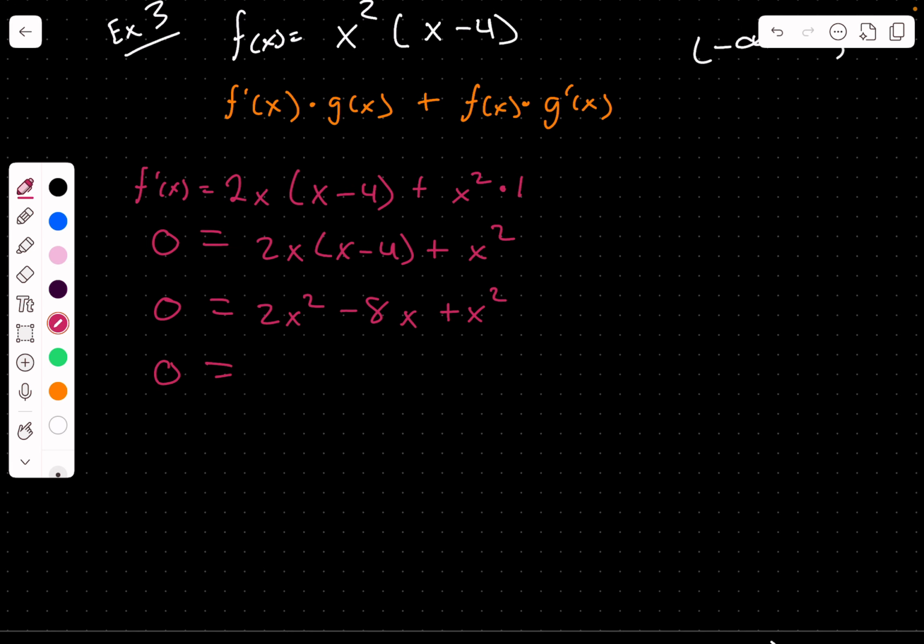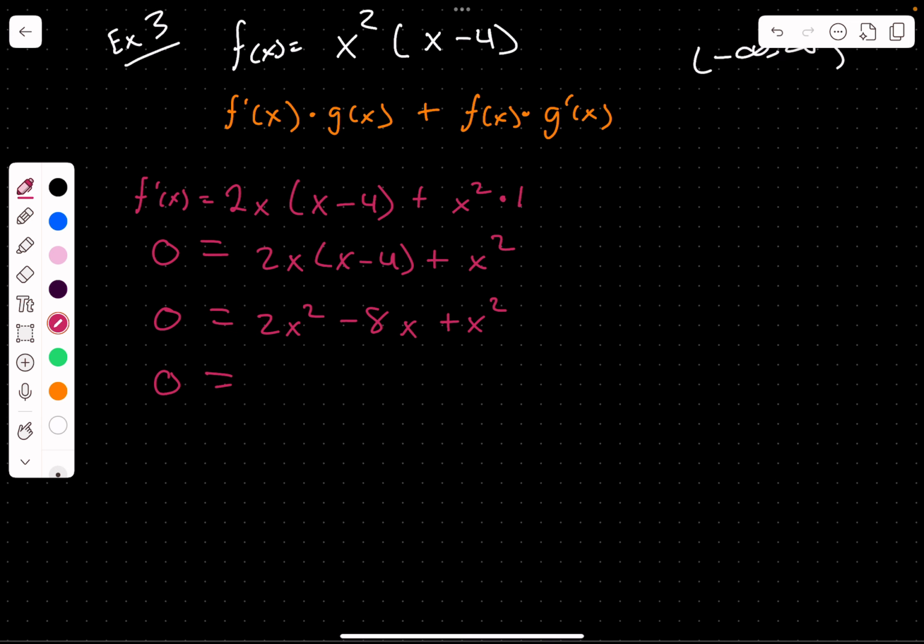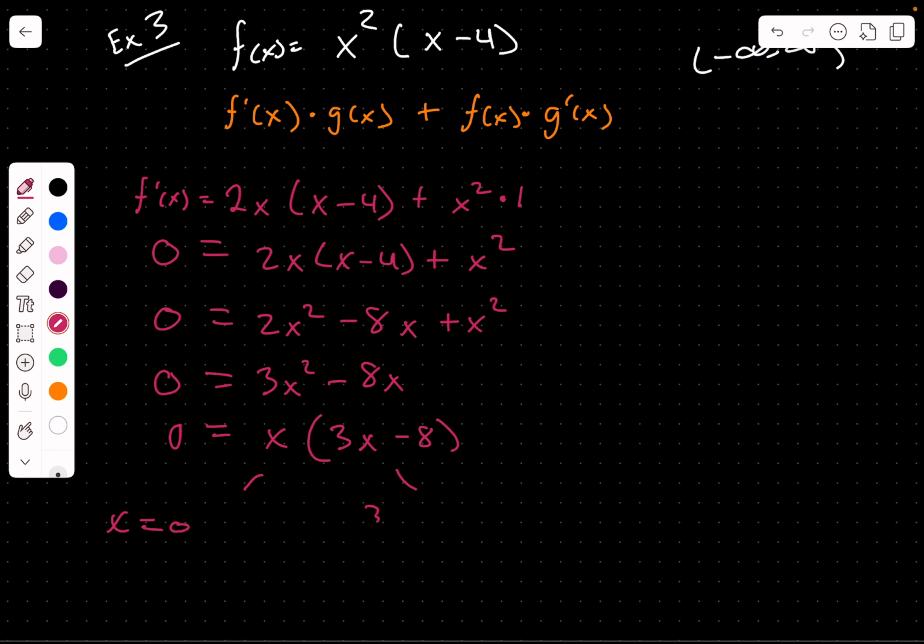So let's combine our 2x to the second power plus x to the second power, which gives us 3x to the second power minus 8x. And now we can pull out that x value. So 0 equals x. We're pulling out the x, remember, just 1. So we're left with 3x minus 8. Now we can set both of these equal to 0.